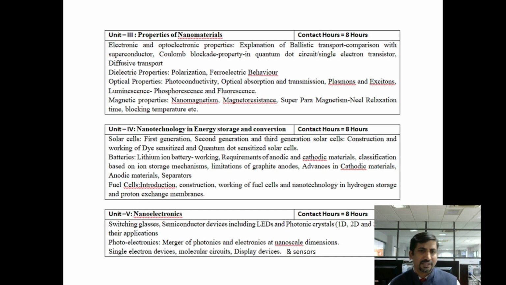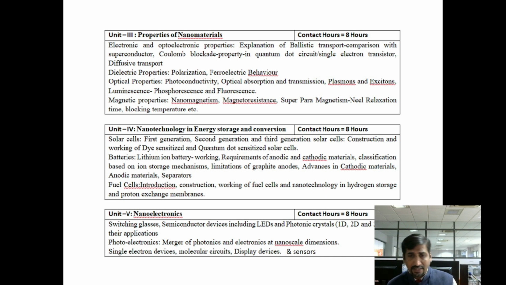And the last, fifth unit is nano electronics, right? Whatever we are talking about, QLED TV and all, quantum LED TV, display devices, switching glasses, okay, photonic crystals and their applications, photoelectronics, okay, merger of photonics and electronics at nanoscale dimensions, single electron devices, the single electron transistors, molecular circuits, display devices, okay, QLED, OLED, LED, okay, all those displays, right? Electronic paper, everything you study here.